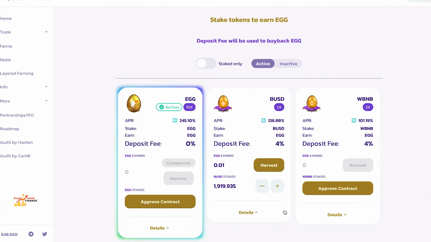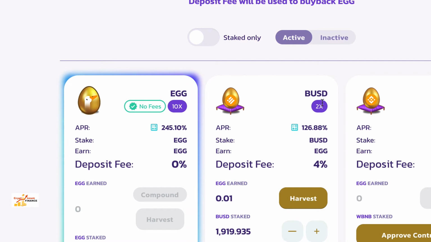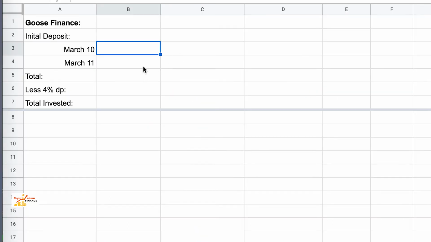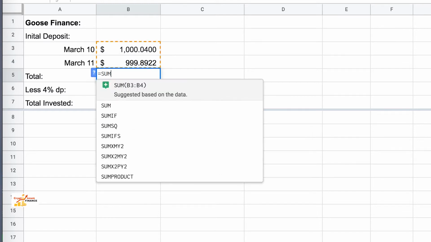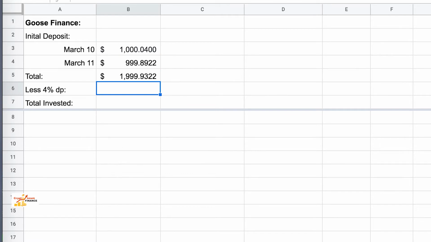Right now, my BUSD that is staked inside this nest is 1,919 US dollars. And the way that they came up with this amount is that they took off a deposit fee of 4%. So my initial investment was actually $1,999.93. And that's because on March 10, I put in $1,000, and then on March 11, I put in $999.89. I should have put in $1,000, but I didn't have the extra change.